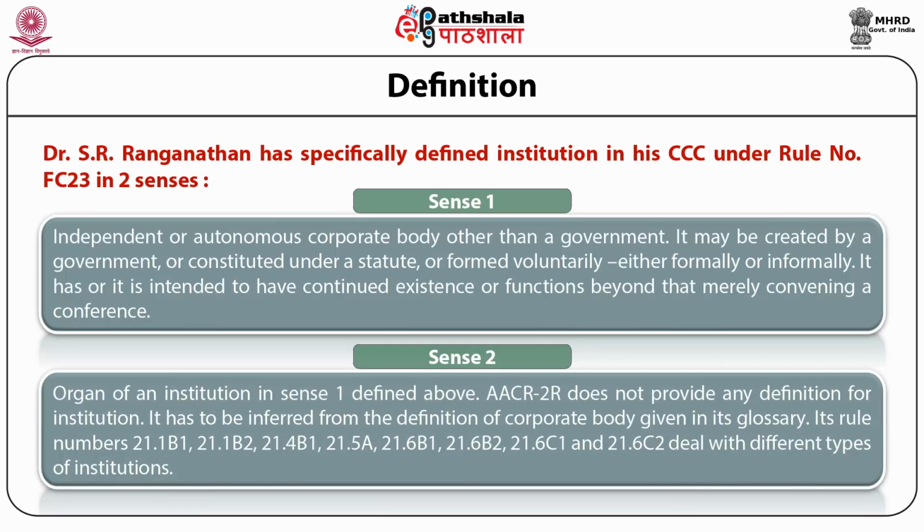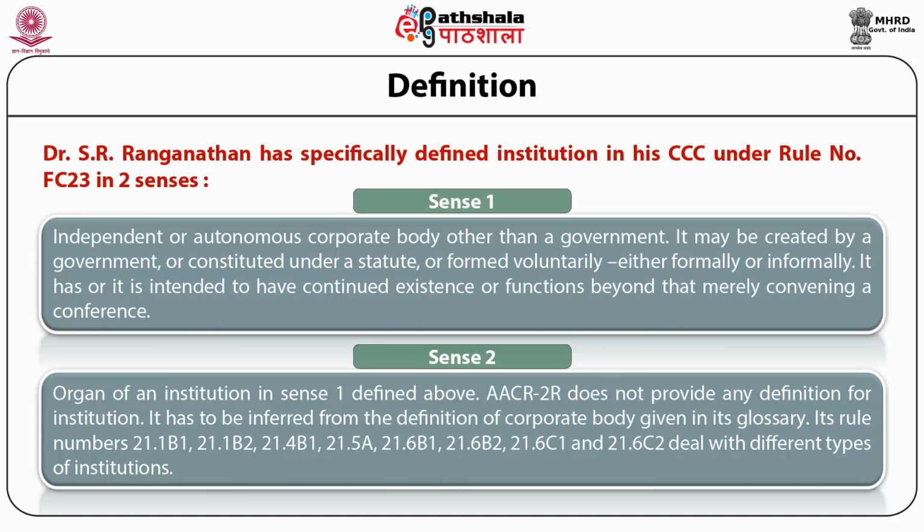AACR-2 does not give any definition of institution. It has to be inferred from the definition of corporate body given in its glossary. Its rule numbers 21.1b1, 21.1b2, 21.4b1, 21.5a, 21.6b1, 21.6b2, 21.6c1, and 21.6c2 deal with the different types of institution.